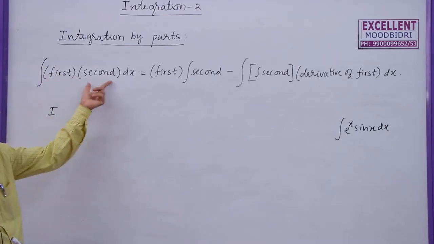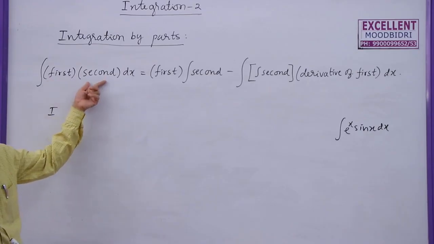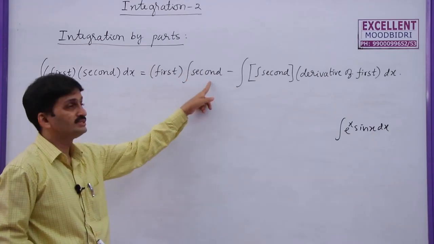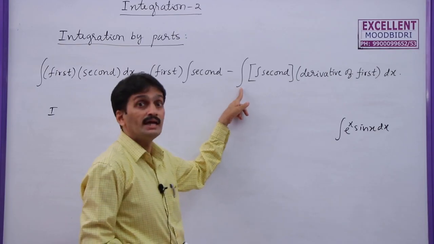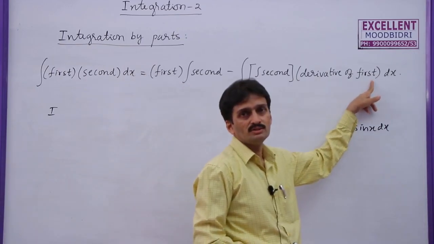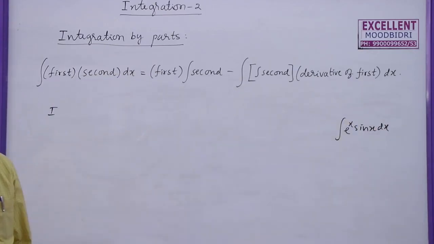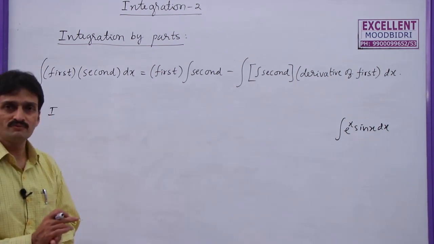Integration of first into second dx equals, here first means first function, second means second function. The rule says: first function into integral of second, minus integral of, again, integral of second into derivative of first function. So this is called integration by parts. Now the success of this method depends on the proper choice of the first function.